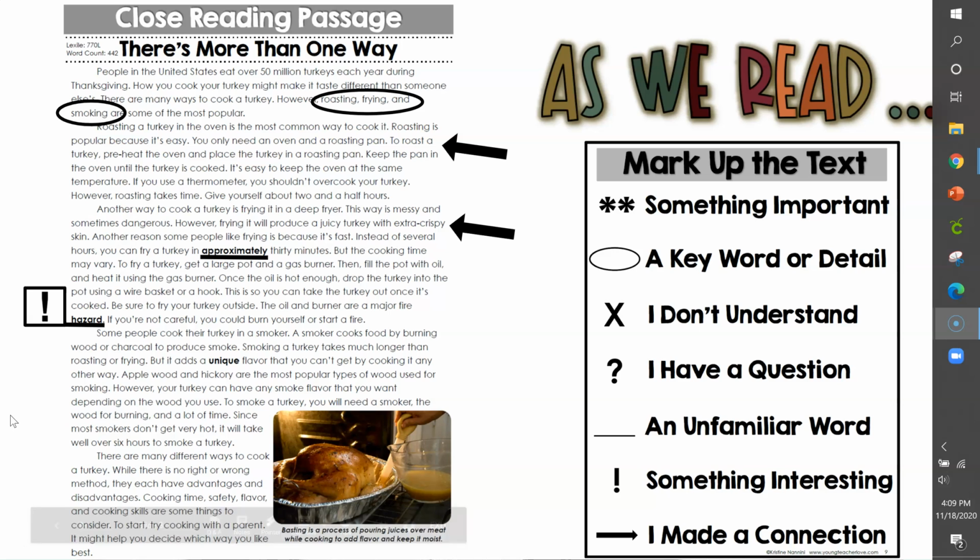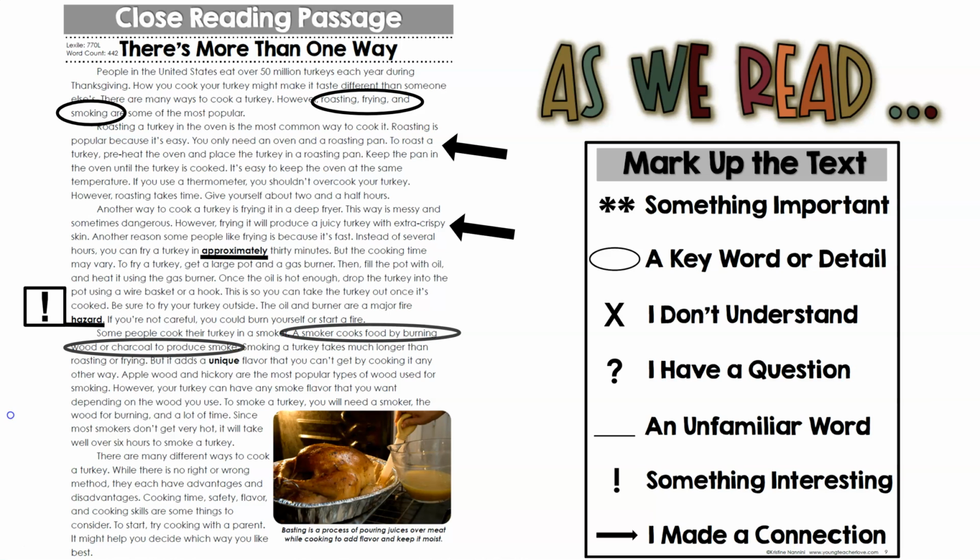Some people cook their turkey in a smoker. A smoker cooks food by burning wood or charcoal to produce smoke. That's some key information. I'm glad they explained to me how a smoker works. Smoking a turkey takes much longer than roasting or frying, but it adds a unique flavor that you can't get by cooking any other way.